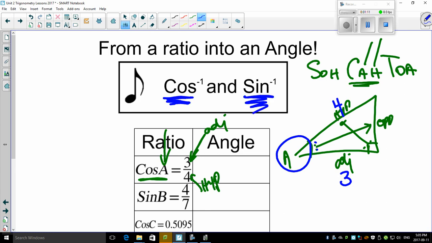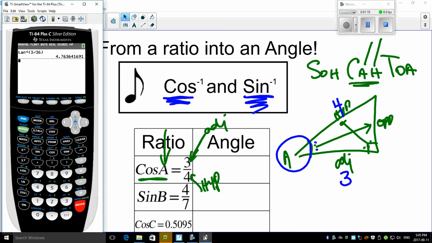And again, we're going to be using this inverse button. Cos inverse, sine inverse. Found on your calculator, I'm going to show you right now, found on your calculator right here. There's cos inverse. There's sine inverse. Right there, right next to the tan inverse. So it's found the same way. You hit the second button and away you go. That'll get you into the inverse functions. Okay, so with that in mind, let's see what this works out to be.